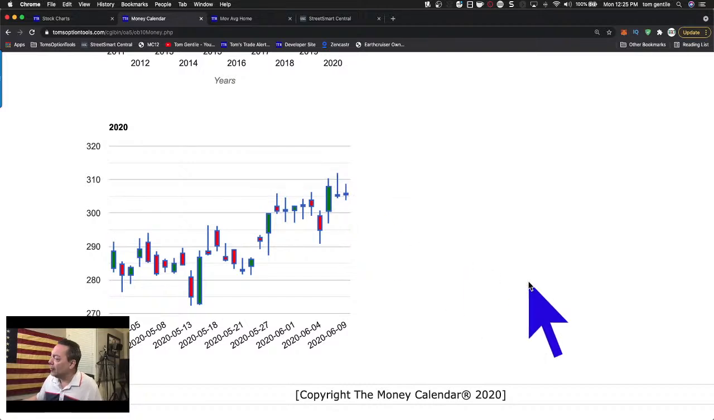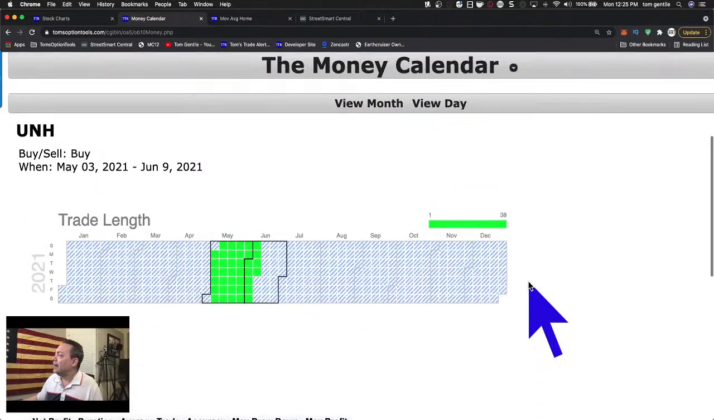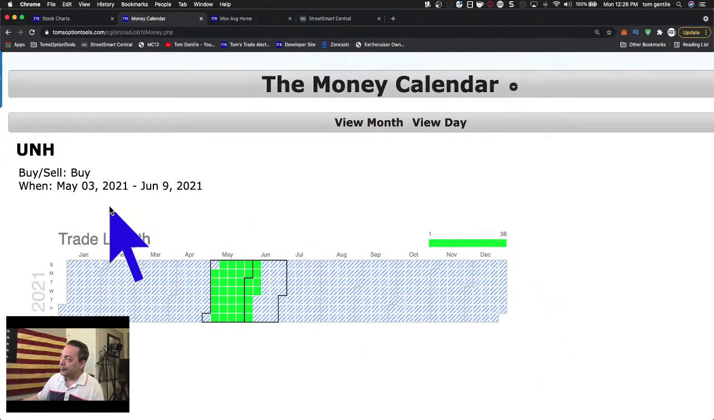So I can take a look and I can utilize this strategy. I can utilize this data. And I can say, all right, I want to take this pattern and I want to make an option strategy from it.